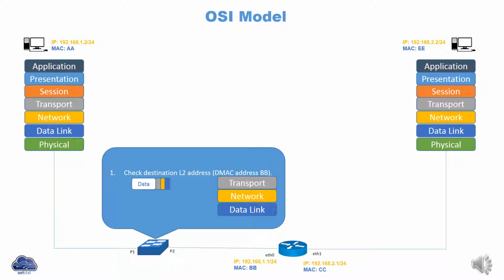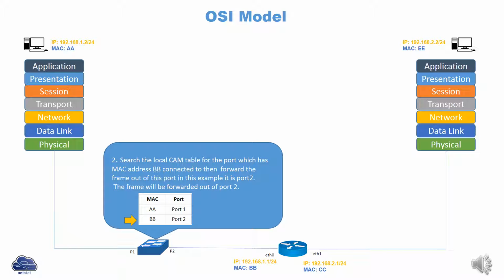Once the switch receives the packet, it will check the destination MAC address in the data link header. It searches the local CAM table for the port which is connected to a device with MAC address BB and forwards the frame out of this port. In this example it is PA2.